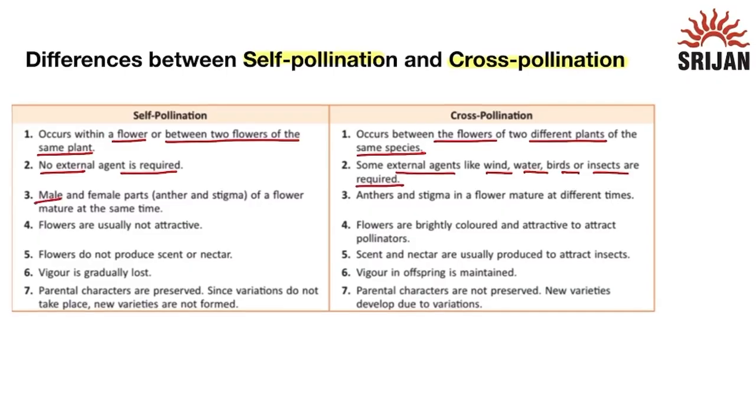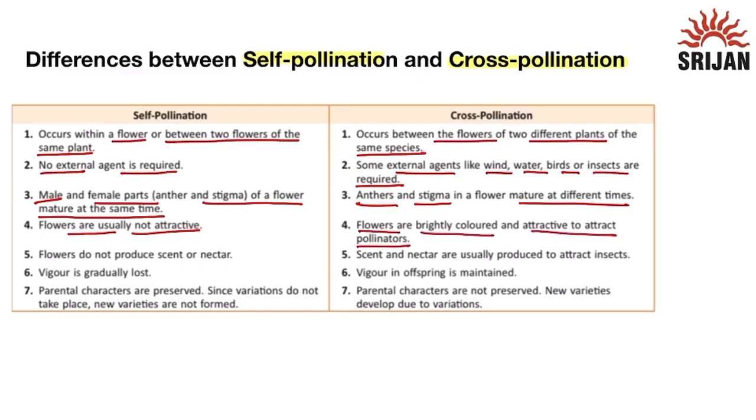Third point is that male and female parts, that is anther and stigma of the flower, mature at the same time. In cross-pollination, anthers and stigma in the flower mature at different times because the plant is different. Fourth is that the flowers are usually not attractive because there is no need of insects, because the plant is the same and pollen can easily travel from one flower to another. But in cross-pollination we need insects to take it from one plant to another. So flowers are brightly colored and attractive to attract pollinators.